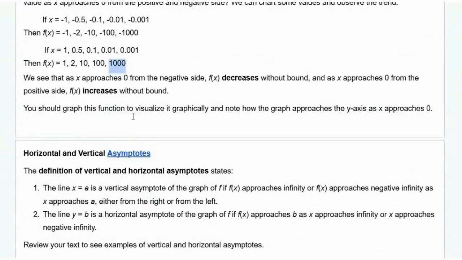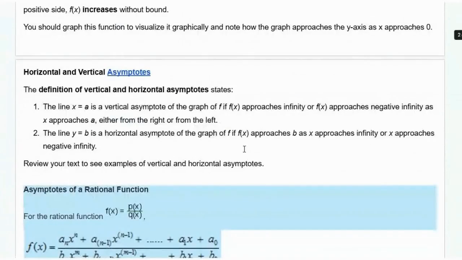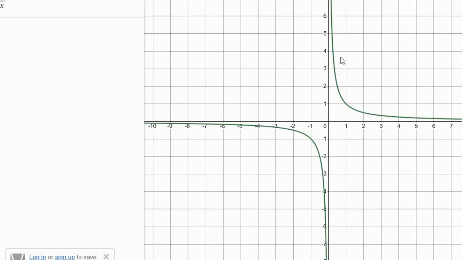So you should graph this function to visualize it graphically, which we did, and see how it approaches on both sides. The definition of vertical asymptote states the line x equals a is a vertical asymptote of the graph of f if f of x approaches infinity or negative infinity as x approaches a from either side. As we can see, when it approaches x equals 0 from either side, it's going to approach either infinity or negative infinity. So that tells us that this is an asymptote if we look at it on a graph.